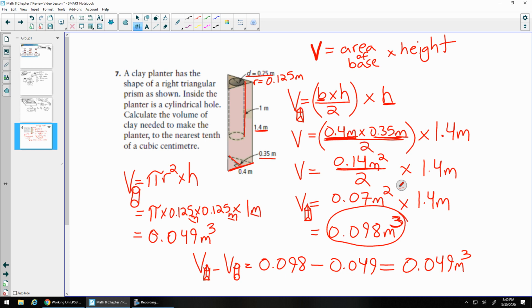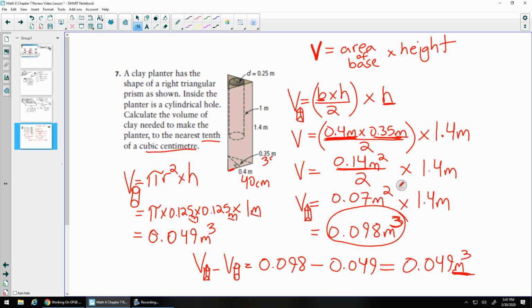The question does say the nearest tenth of a cubic centimeter, however, though. Ooh, I just found it in meters. This is interesting. So when you need to make this conversion, and this is a tricky part, maybe you didn't find it in centimeters. You have a couple options. You could initially change all of these meters here to centimeters. So this would be 40 centimeters. That probably would have been a smart thing to do.